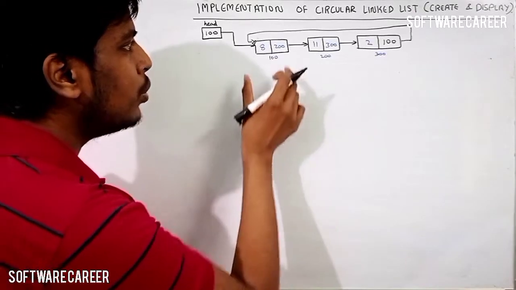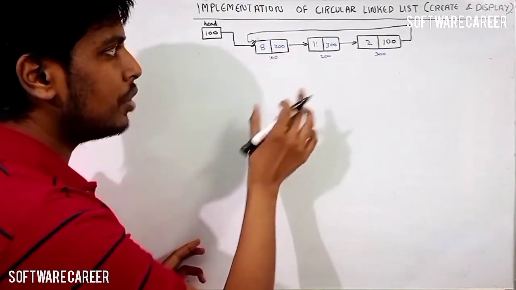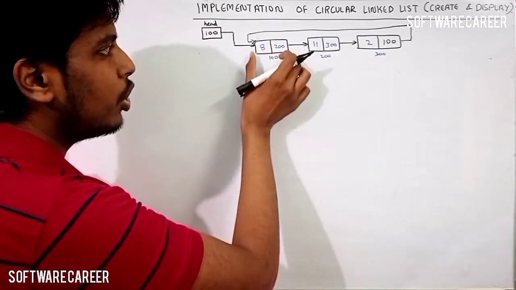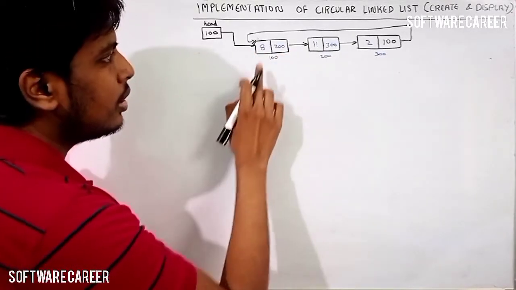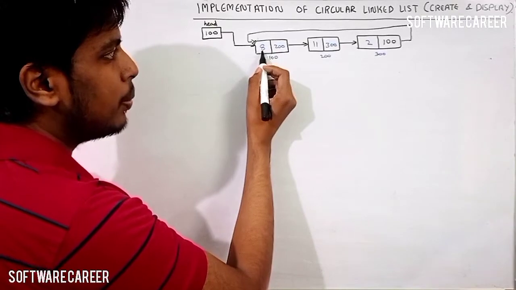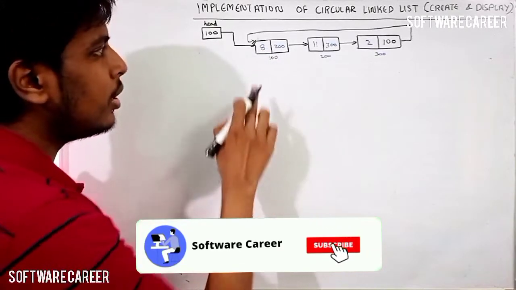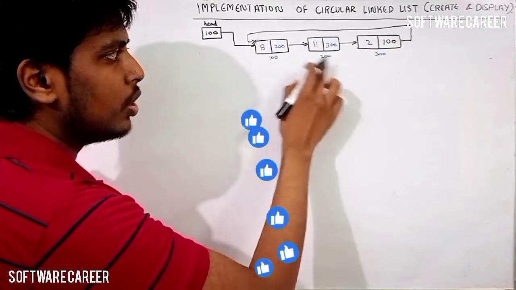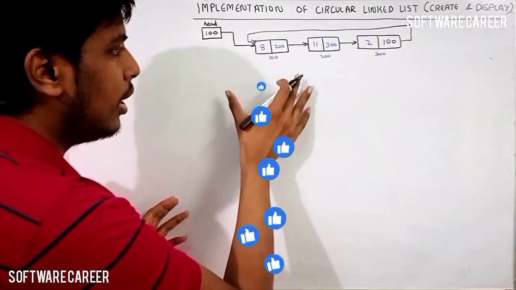Now we should know the structure of each node. These are the nodes, first node, second node, third node. And what is the structure of a node? It contains two parts. First is the data part and second is the pointer part. Data is the part which stores the data value, and this pointer part stores the address of the next node. So I'll write the code for that.